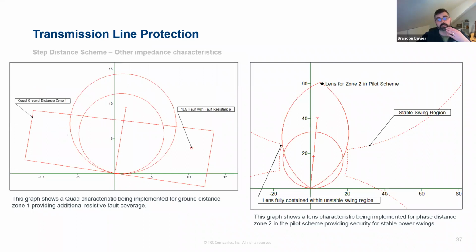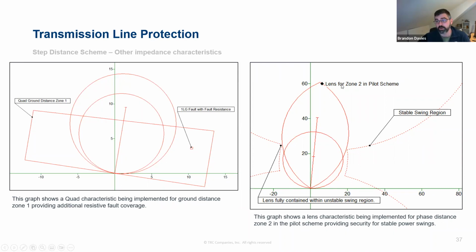So I know one of the other questions we had earlier was, what are these other characteristic shapes? We got the circular mho characteristic. Well, I've got a couple examples here in this slide. The one on the left shows a quad element. So you can see it's a rectangular element. You can control the reach along the transmission line, how far to look on the transmission line, but then you can make it wider so that you would cover a fault with fault resistance. You can see this point here.